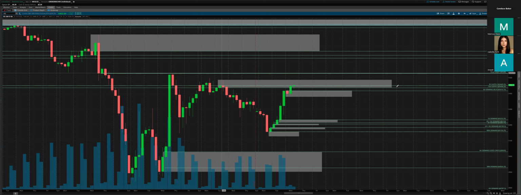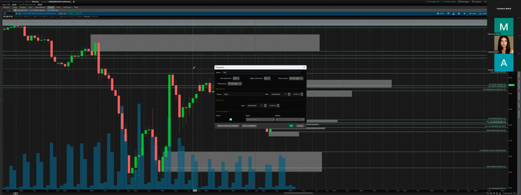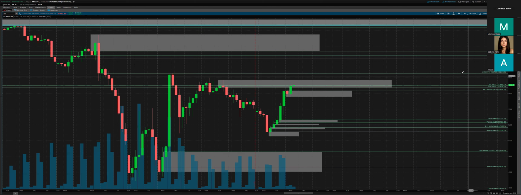What we have, let me mark this as 6 hour supply, and I'm going to say tested two times. Just so I know, I'm not trying to trade this as a typical supply zone, because I like to trade fresh zones, like ones that haven't been tested yet. And this one's been tested twice, but it's gotten pretty strong reactions every single time.